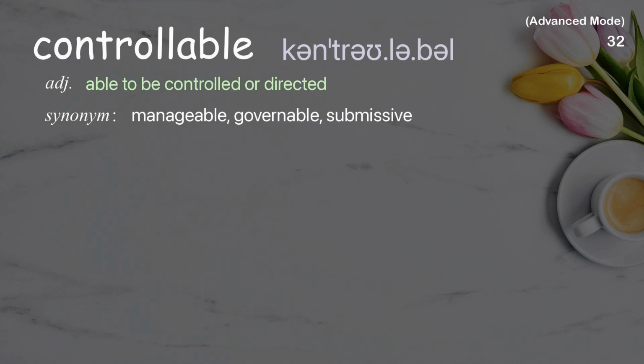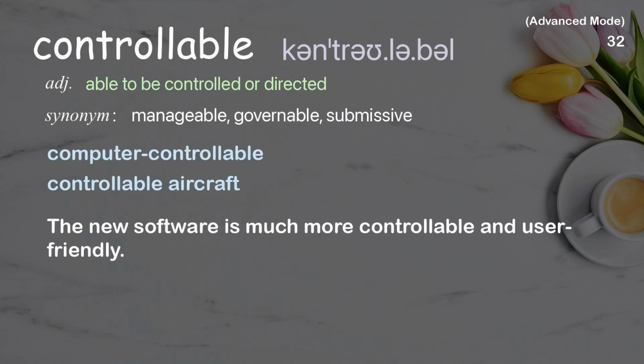Controllable. Able to be controlled or directed. Examples. Computer controllable. Controllable aircraft. The new software is much more controllable and user-friendly.